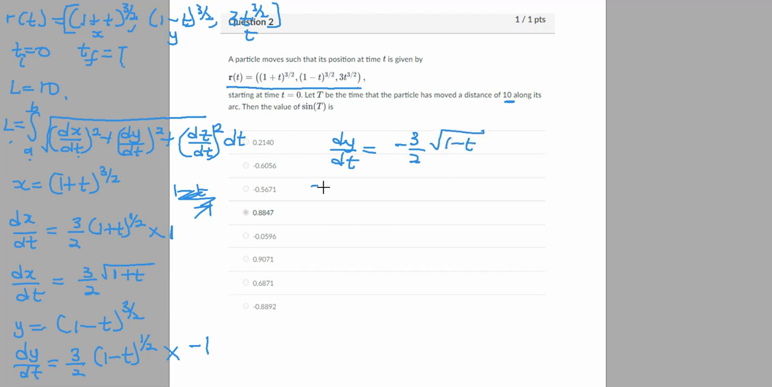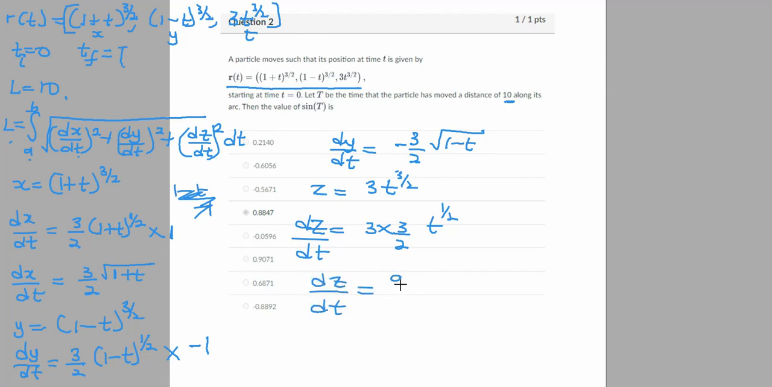Let's do it for z. Our z is 3 t raised to power 3 over 2. So our dz/dt will be 3 times 3 over 2 t, subtract 1 from the power, that's a half. That means our dz/dt is equal to 9 over 2 square root of t. So we know our dx/dt, we know our dy/dt, and we know our dz/dt. So I'm going to take all of this and insert it inside this equation. So let's do that.